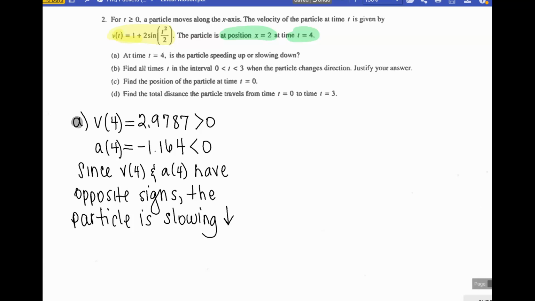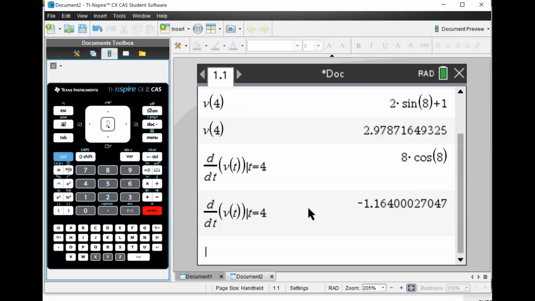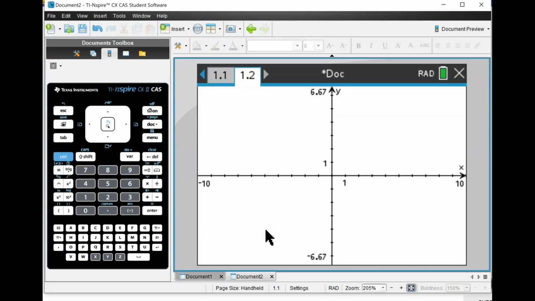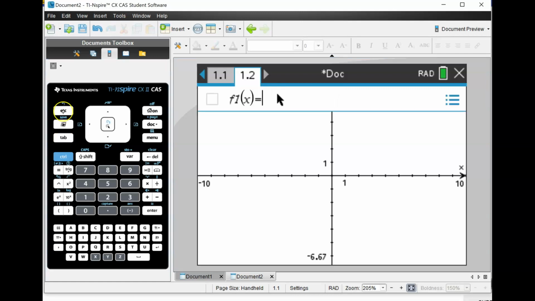All right, now let's go to part B. Find all times t over this interval when the particle changes direction. A particle changes direction where velocity changes sign. So we need to look at a graph of this. Let's go into the graph. Remember, when you graph, you need to graph in terms of x, just like we're back in the classroom. So instead of v of t, make sure you type in v of x.